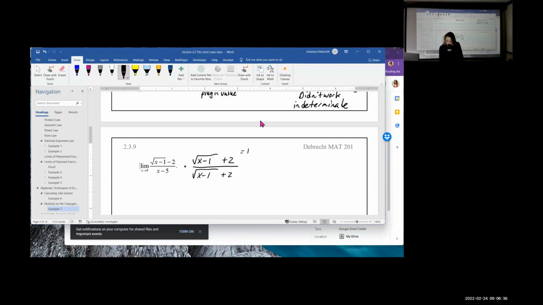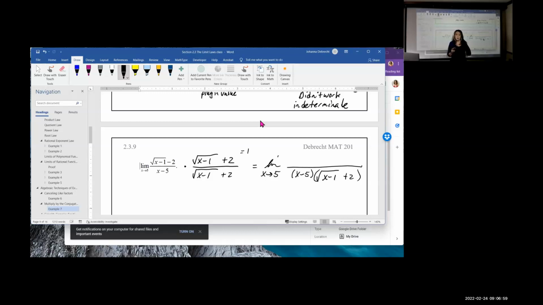Now the denominator we're going to leave factored, and we still haven't evaluated the limit. We have not plugged in the 5 yet, so we continue to write lim until we plug in the value of 5. So for right now, we're going to have the square root of x minus 1 plus 2 in the denominator, and it's factored.